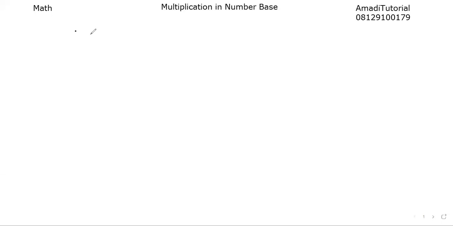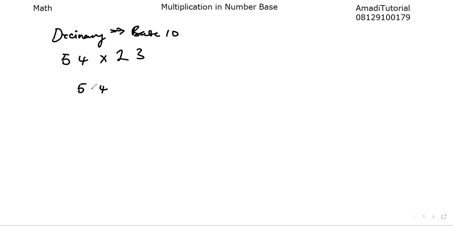Okay, let's do a multiplication in number base. Now, before that, I like starting with my decimal numbers or base 10 numbers. So let me do 54 times 23 in base 10.